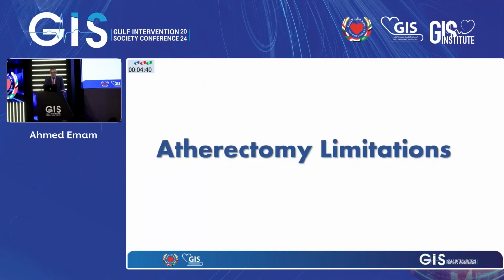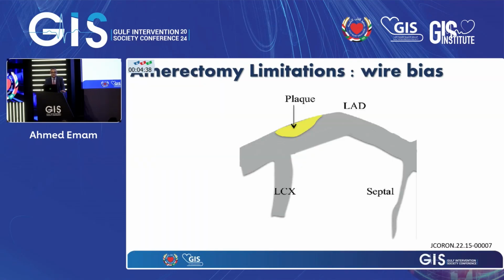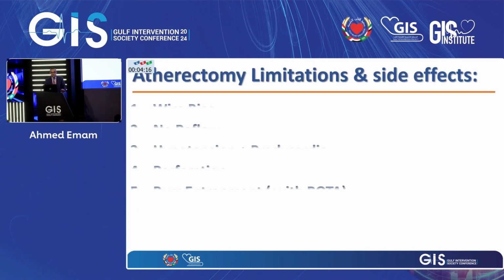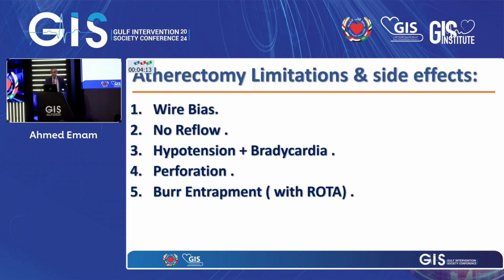What about the limitations? As mentioned by Dr. Ziad, the limitation is wire bias. As you can see here, if the wire and the burr are on the other side of the lesion, then we are not doing anything. We are just creating a hole inside the artery. Here the wire is on one side and the nodule is on the other side, so there is no ablation. Other atherectomy limitations are no reflow, hypotension, perforation, and burr entrapment.